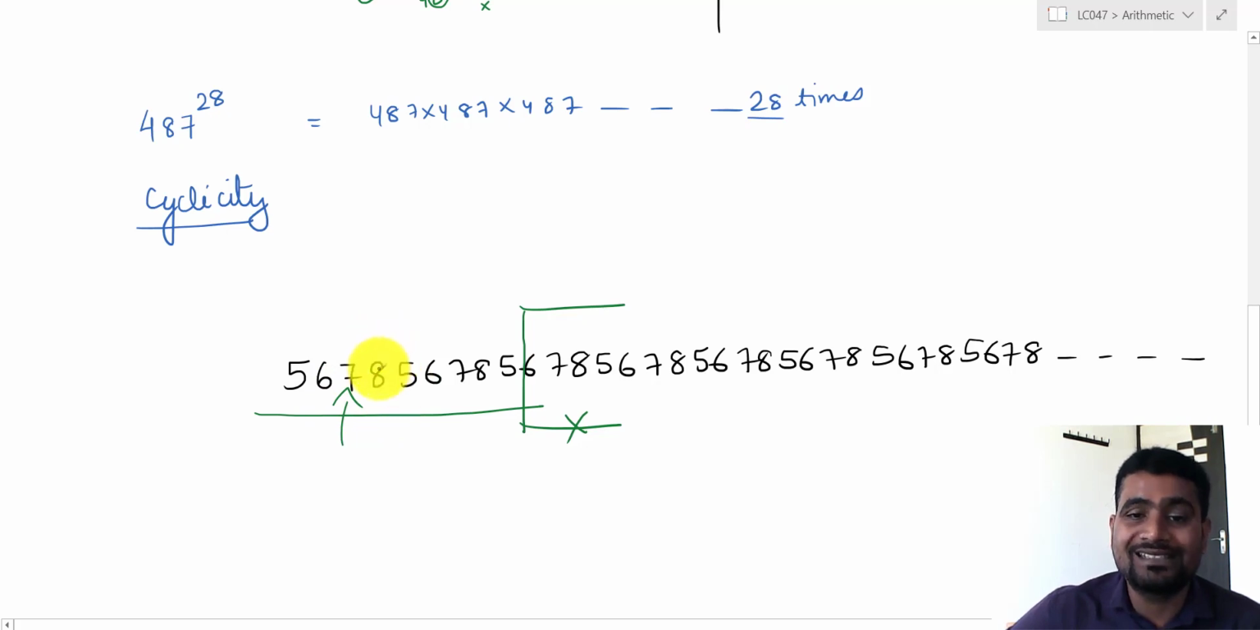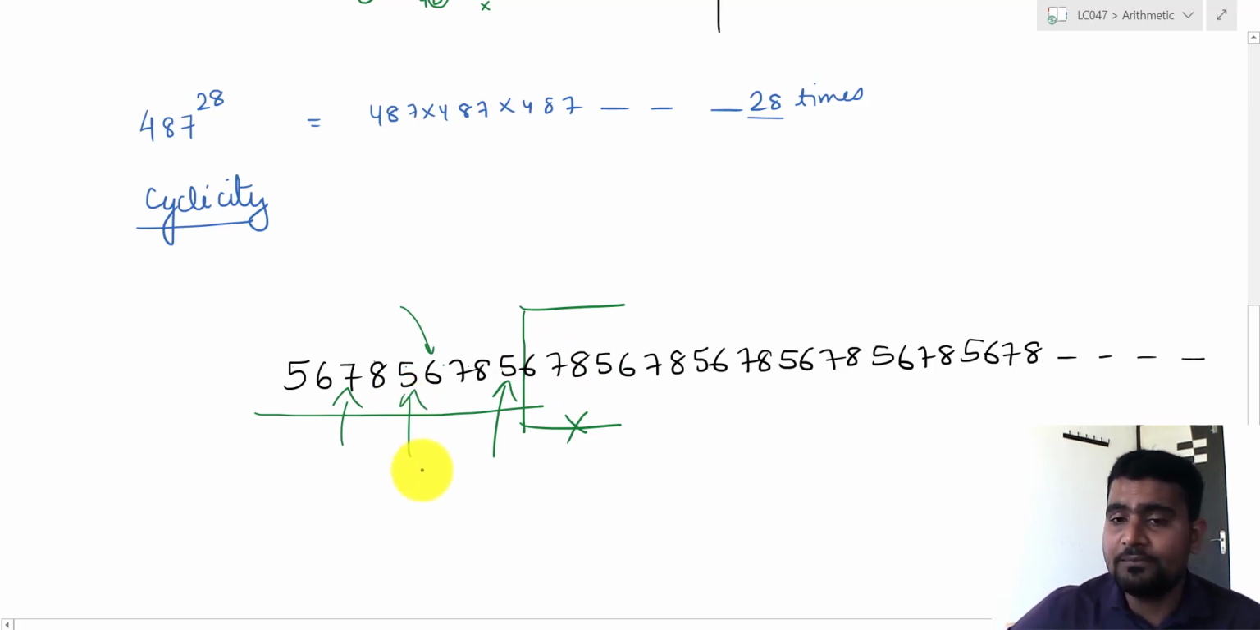If I ask you what is the sixth term, you can simply say 6 is the sixth term. Or if I ask what is the fifth term, the fifth term is 5. Or if I ask you what is the ninth term here, 1 2 3 4 5 6 7 8 9, so 5 is the ninth term.